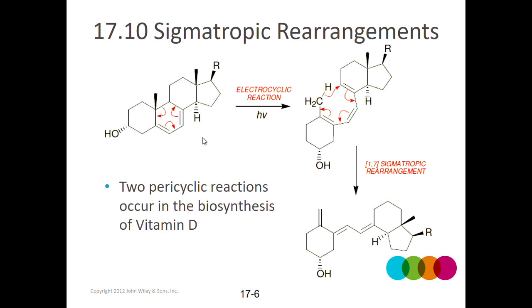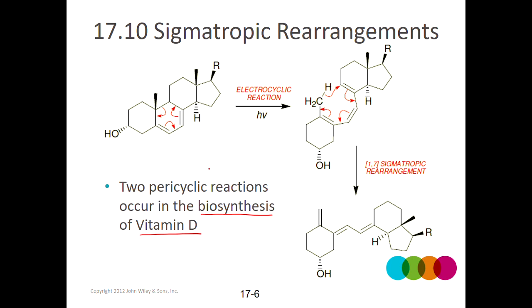Here's an example of a couple pericyclic reactions that occur in biology. So you're probably aware if you go outside, like on a nice sunny day like today, and soak up a little sun, the sun can initiate biosynthesis of vitamin D. Everyone needs vitamin D, and the main source of getting that is from the sun for most people.